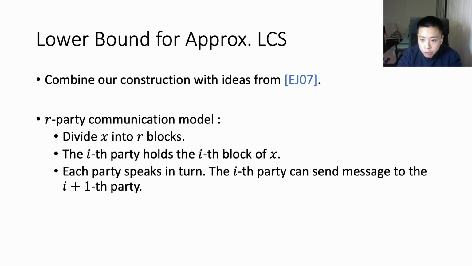We can extend our construction to get a strong lower bound for the approximation version of LCS. The idea is to combine our construction with ideas from our previous work of Elkin and Jorge. Instead of the two-party setting, we need to consider the R-party communication model. We first divide X into R blocks. The ith party holds the ith block of X and has access to Y. In this model, each party speaks in turn. The ith party can send a message to the (i+1)th party.